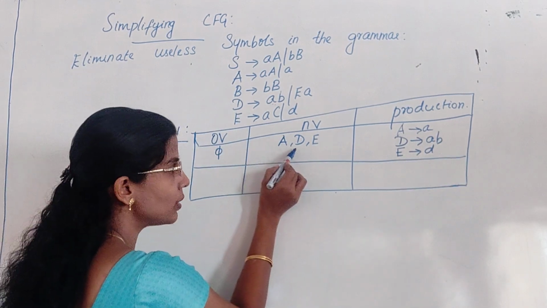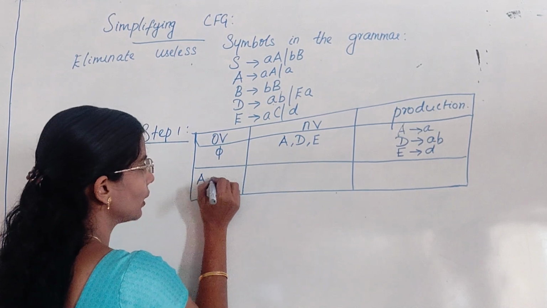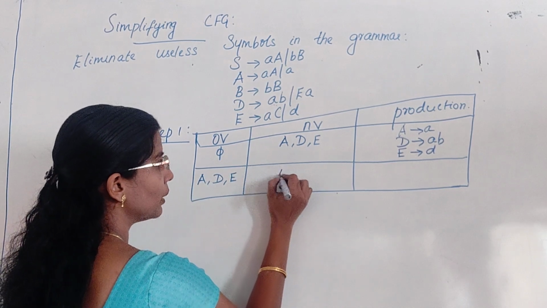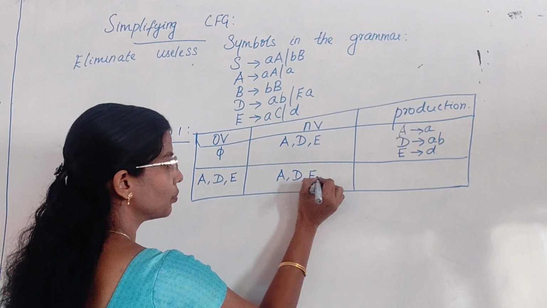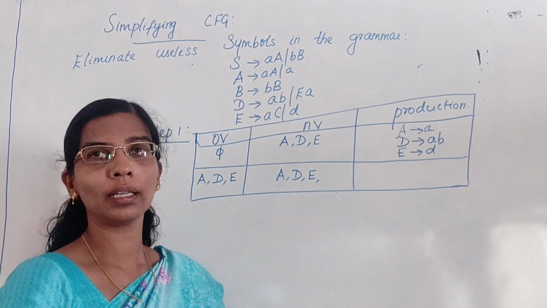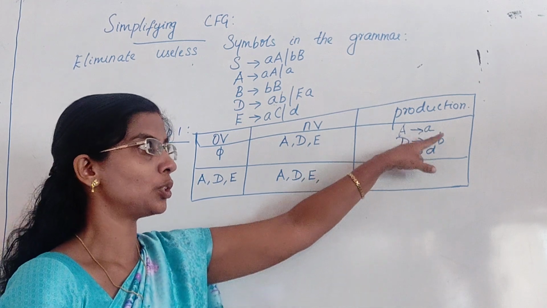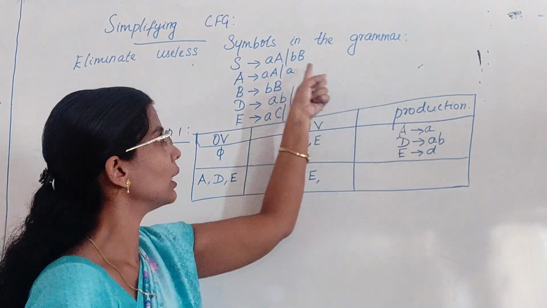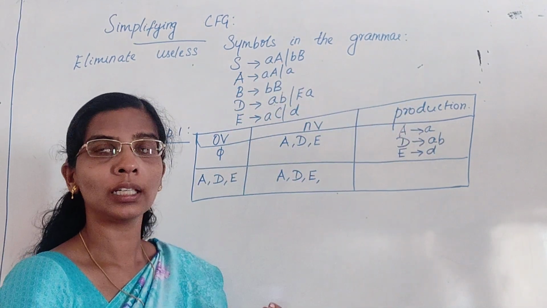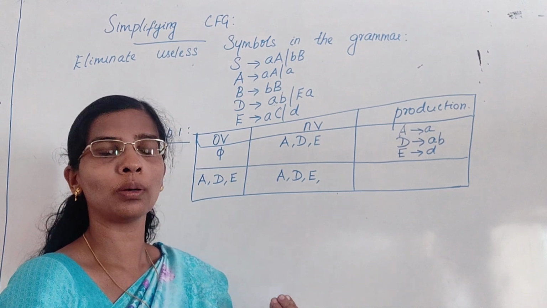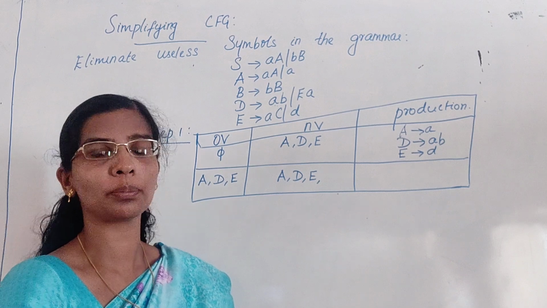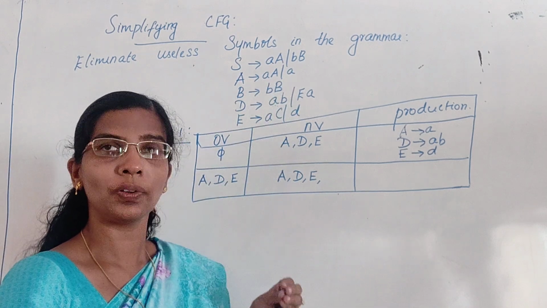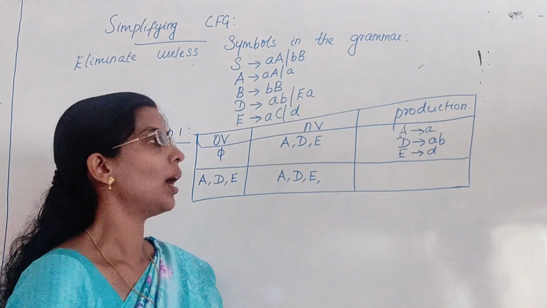Now copy this new variable to old variable: A, D, E. Then copy from old variable to new variable: A, D, E. Now what I have to do is substitute these values in the remaining productions and check whether I will get only terminals in RHS after the substitution.